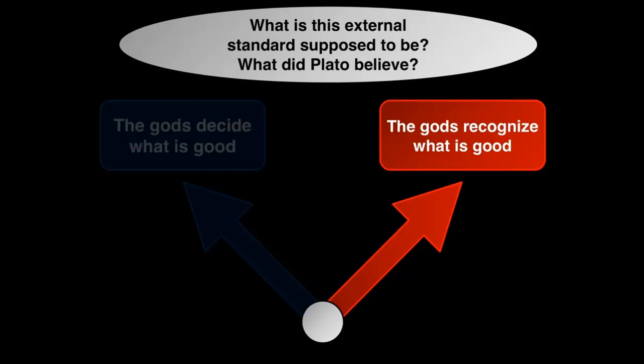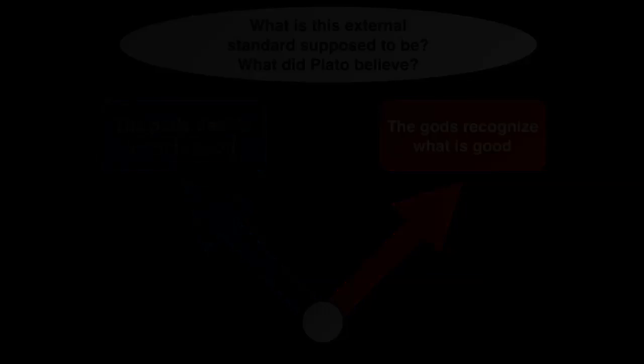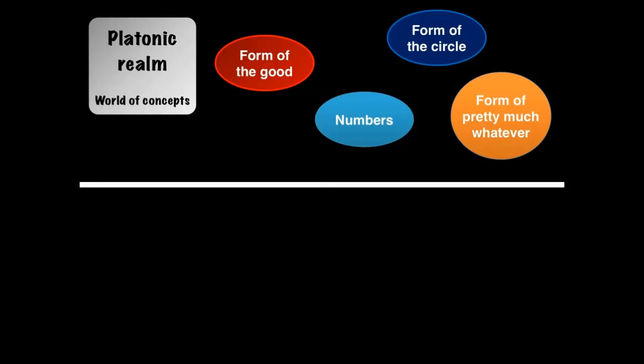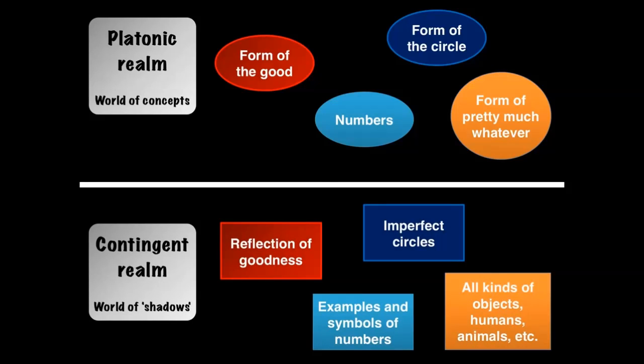But if the gods do not decide what is good, but instead merely recognize it, then what is this external standard of goodness supposed to be? What did the writer of the dialogue regard as this standard that even the gods, if they existed, would have to appeal to? In Platonism, goodness, like all abstractions, is viewed as an actually existing supernatural entity, collectively referred to as Platonic forms. These abstract entities exist in the most fundamental realm of reality, and the realm we inhabit, which in this context would even include gods and other spiritual entities, exists as a sort of shadow of the forms, an imperfect reflection, so to say.